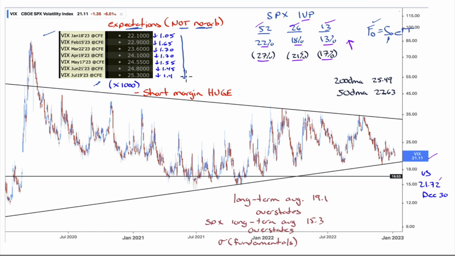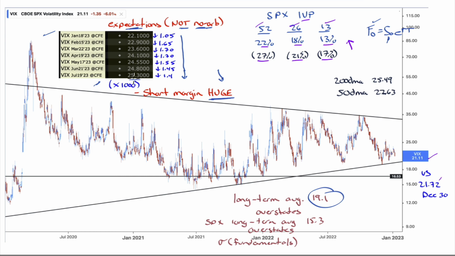You can play this if you want. You can say, well, okay, I expect a drop in volatility as well. The long-term average is 19.1. So if you think that, let's say, VIX at July is 25.3, that it could mean revert to its long-term average of 19.1, you can short it, but the short margin is huge. It's huge because there is no deliverable, and if you get a spike in volatility that spikes overnight, you could be wiped out. So the margin that's required is almost the full value.